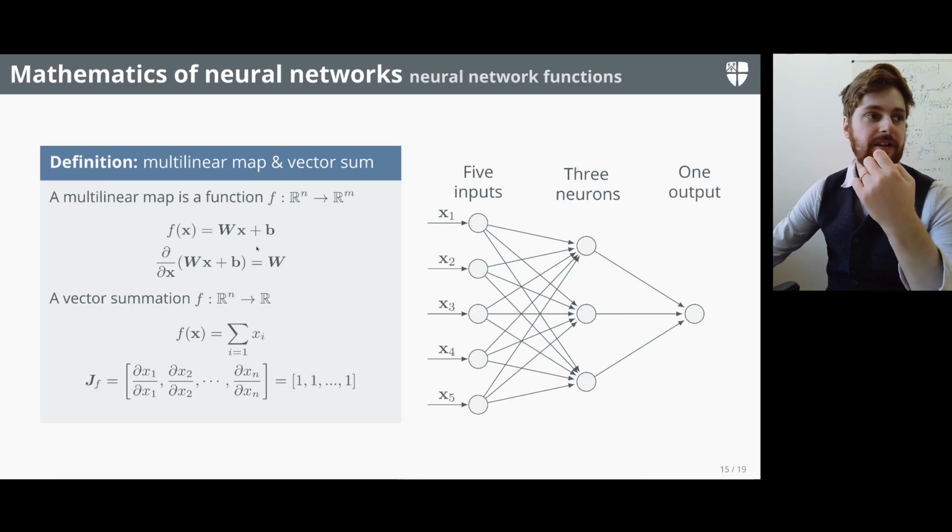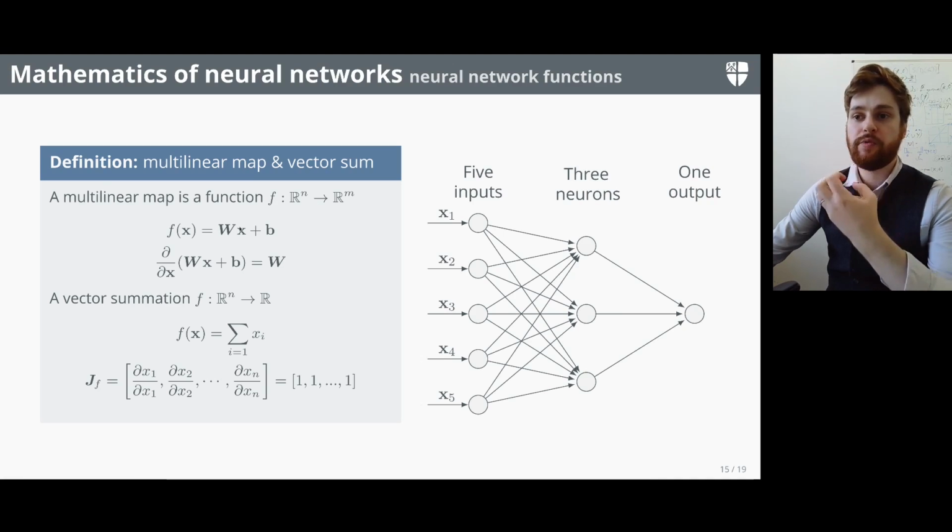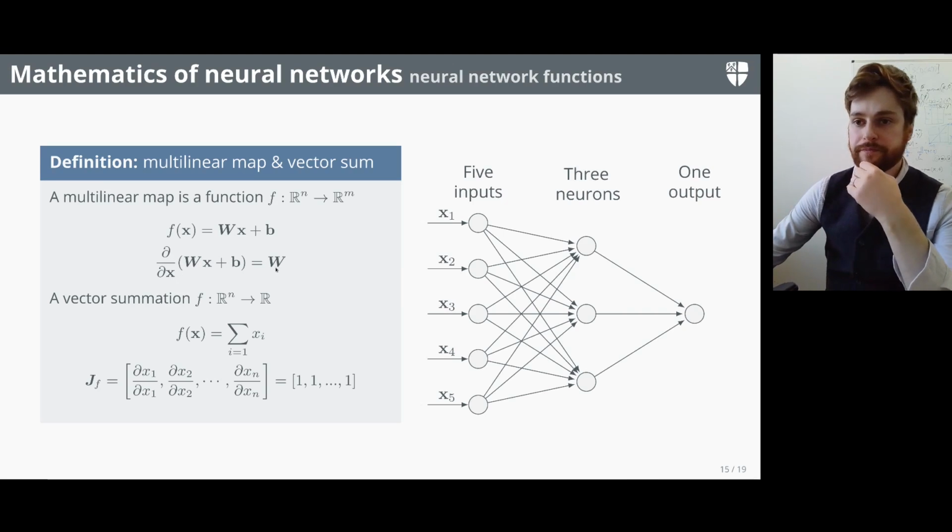And mathematically, we can express it as what's called a multilinear map. For example, there are 5 times 3 edges, so there are 15 edges if you were to count these. And we can represent those edges as a weight matrix, this capital W. Then the operation is to multiply that weight matrix by the input vector, all of these inputs x. And then we add some bias vector to it as well. If you differentiate that with respect to x, you'll see that it's actually just the same as W.